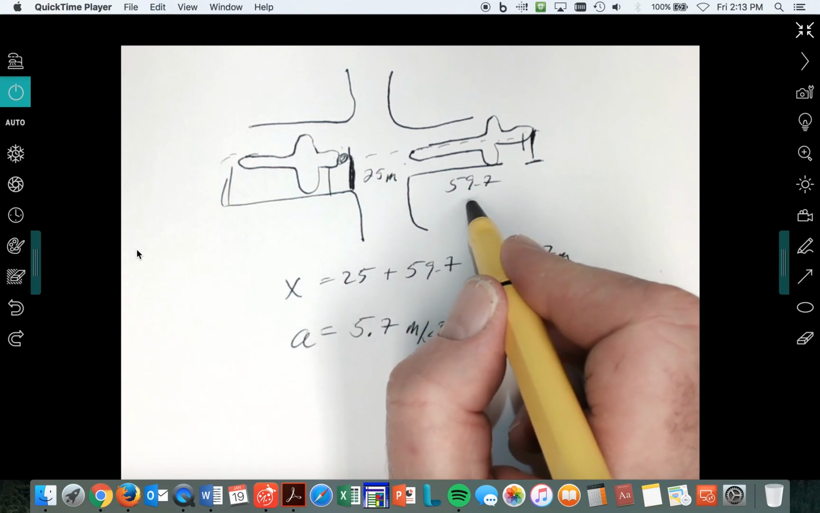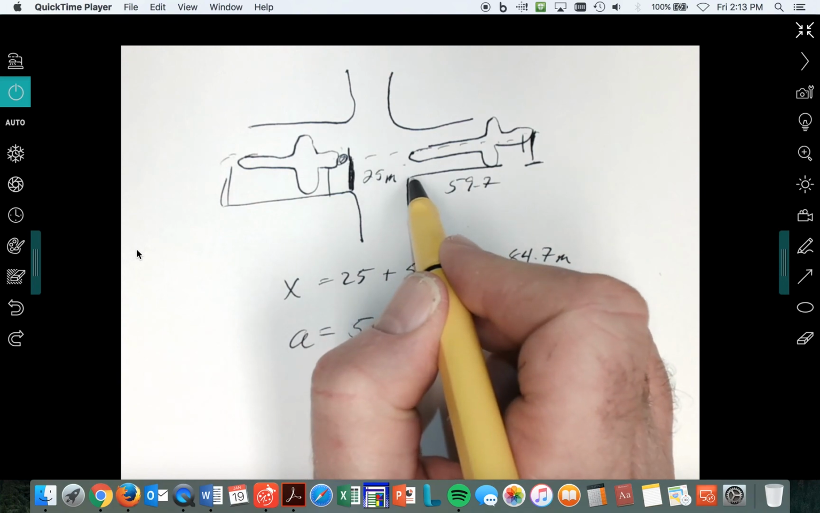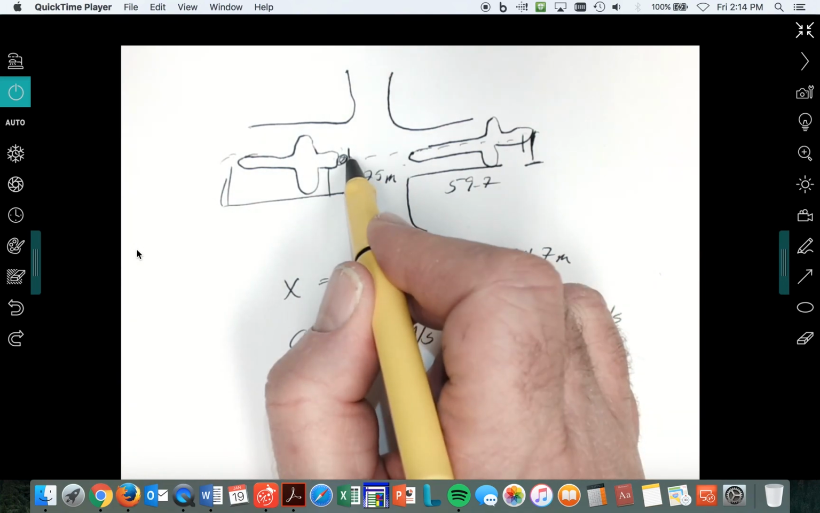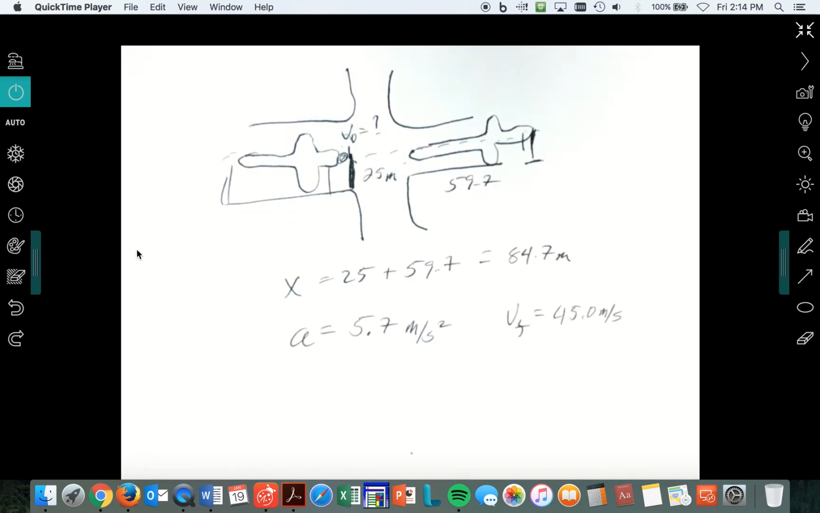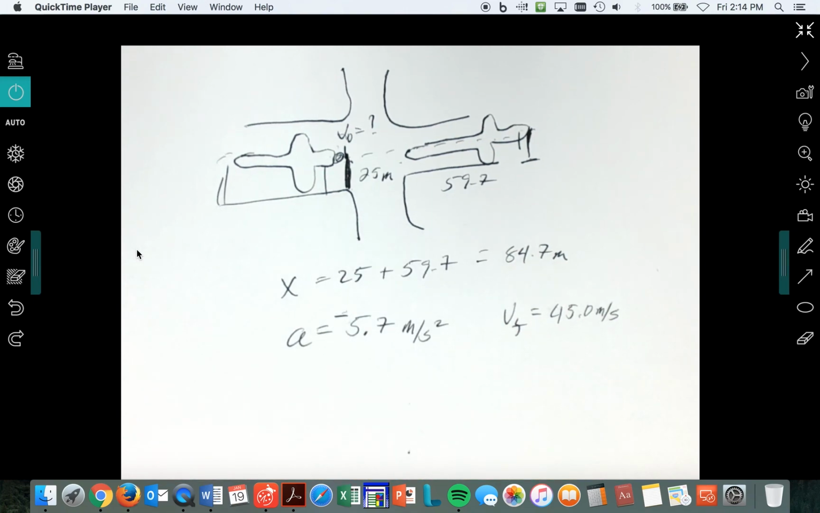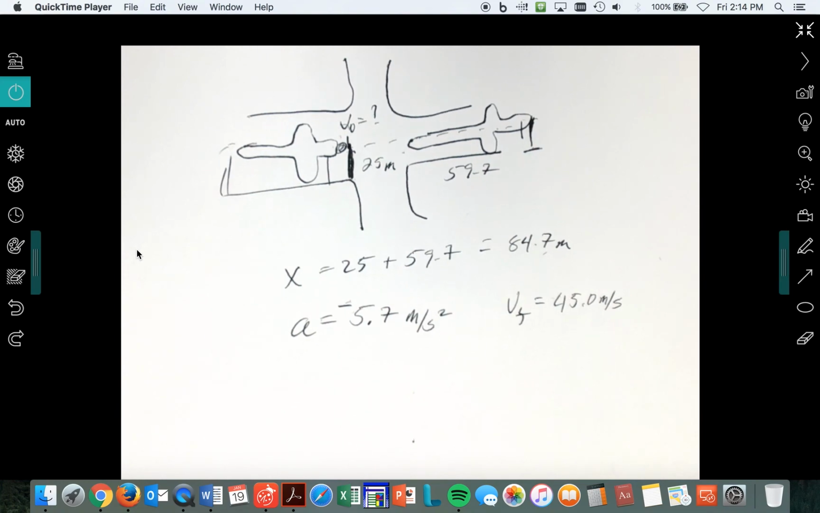Okay, the plane is actually 59.7 meters long. So it's got to go through this 25-meter runway. So the total distance that it covers, when the nose is here at an initial velocity, which I don't know, and it's slowing down, that's the negative velocity there, and it traveled 84.7 meters. So I was like, well, wait a minute. I am stuck, just for a minute. Because I was going, hold on a second. I don't know the time, because I don't know the initial velocity.